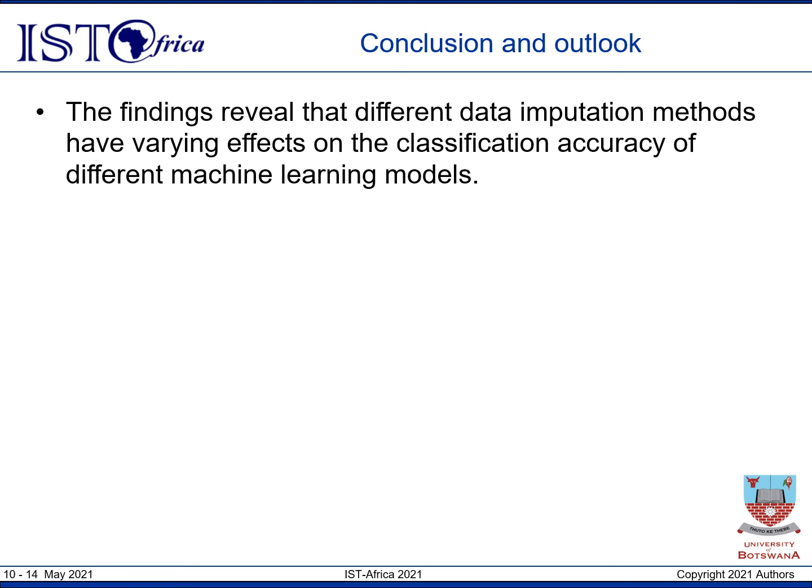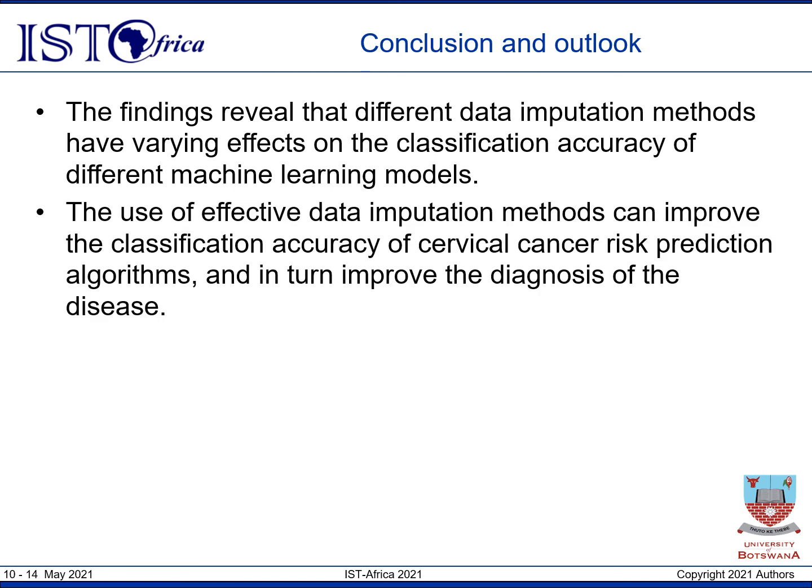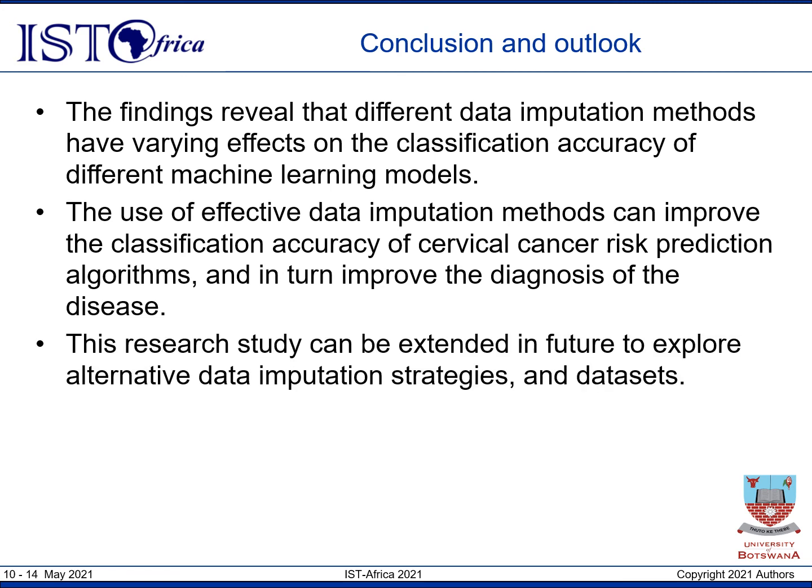For example, the highest classification accuracy was obtained under the Hinselmann target variable when mean was used for data imputation. We also observed that the use of effective data imputation methods can improve the classification accuracy of cervical cancer risk prediction algorithms and in turn improve the diagnosis of the disease. Therefore, this study can be extended in future to explore alternative data imputation strategies and datasets as well in order to identify the best data imputation strategy for use in this area of research.